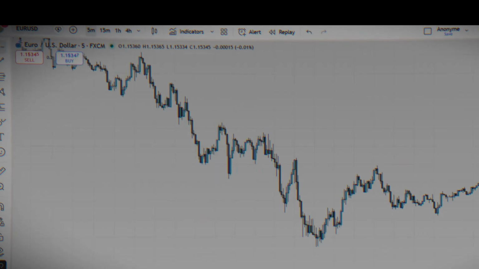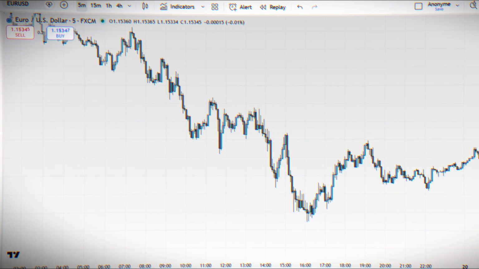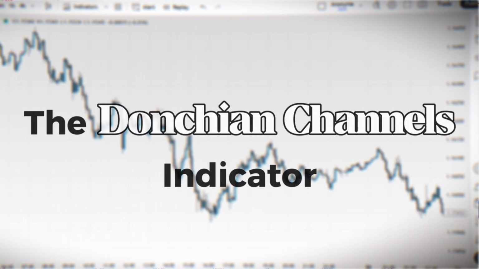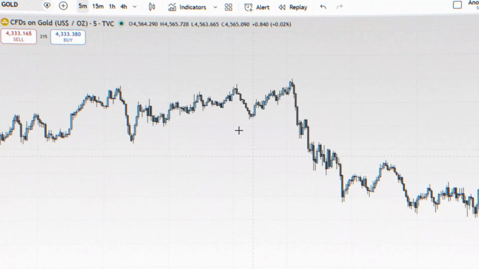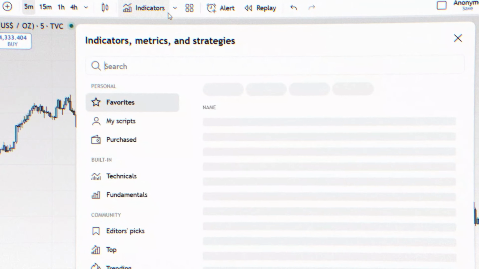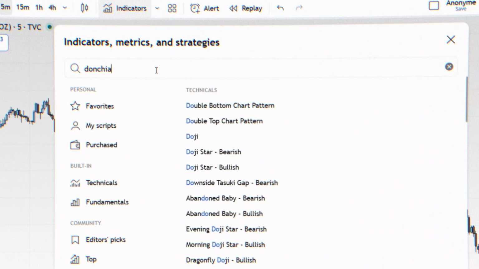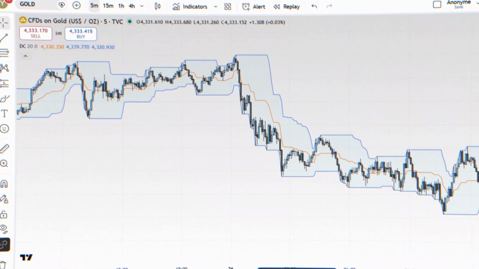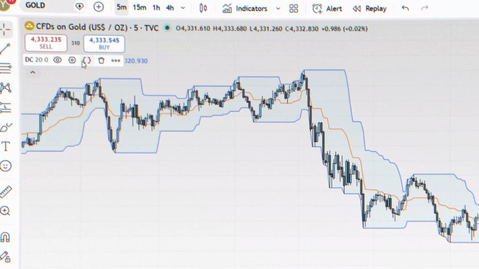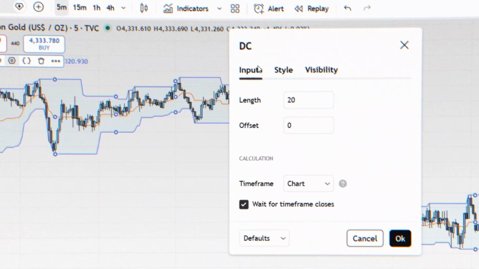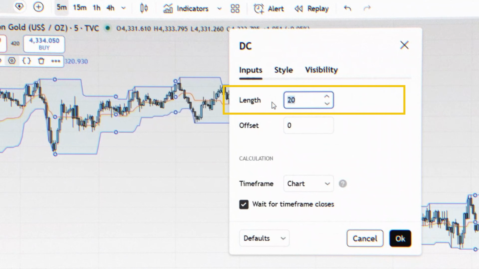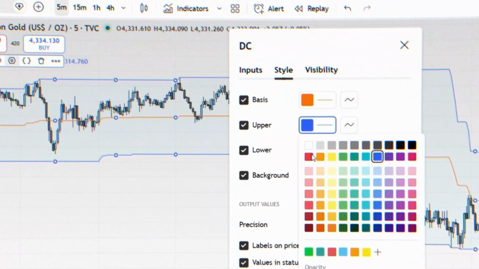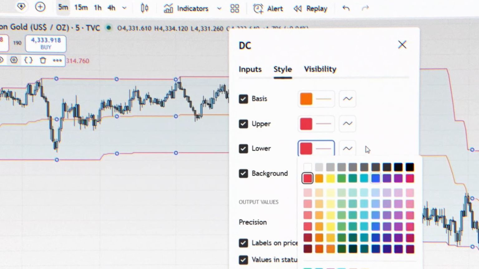The entire foundation of this strategy revolves around a single classic volatility tool, the Donchian Channels Indicator. To set this up on your charts, head over to the Indicators tab, search for Donchian Channels, and add it to your screen. Now, the default settings will not work for this system. Go into the Indicator Configuration panel and change the baseline length to 96. I also recommend changing the channel lines to red to keep your chart visuals completely clean.